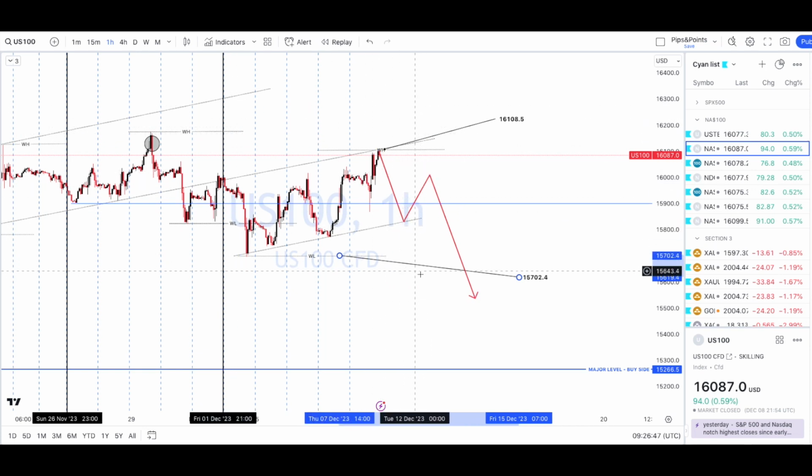If this level right here, which is 15,702.4, is taken out, then naturally I think you should be looking for sell positions. But I would already be looking for sell positions, because the signal has already been given over here to say that this wants to go down, and we're in the structure of this going down.